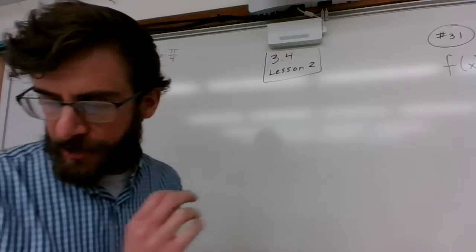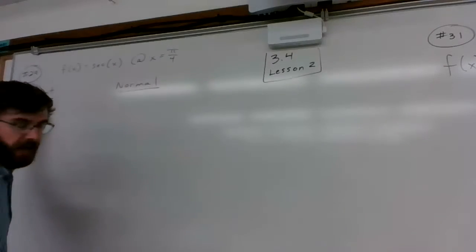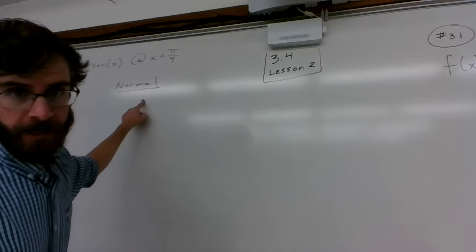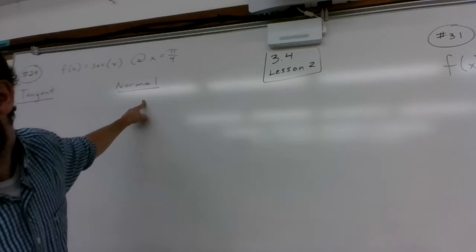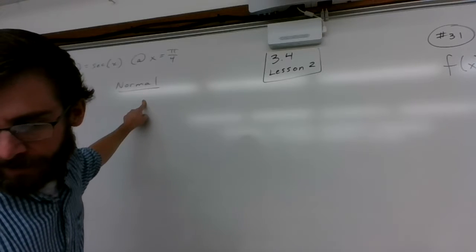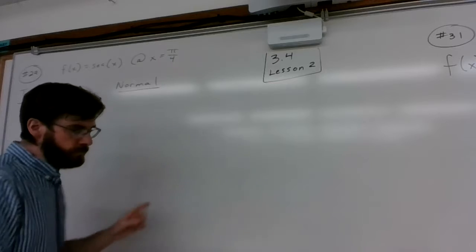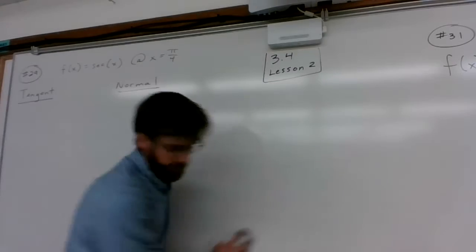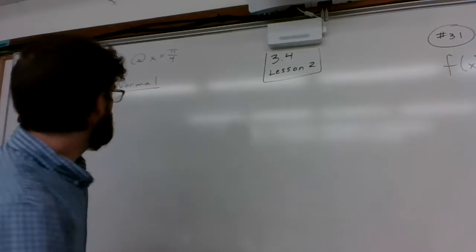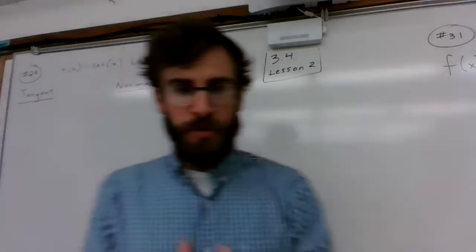So the directions on number 29 state, find the equations of the tangent line and the normal line, that might be new for you guys, to the graph of f at the point pi over 4, f of pi over 4. So, translation, we're going to have two linear equations here. One's going to be pretty standard. The whole tangent line thing's pretty easy. So let's do that first.